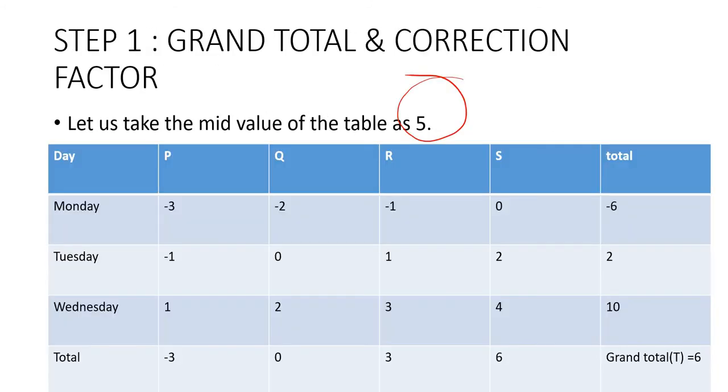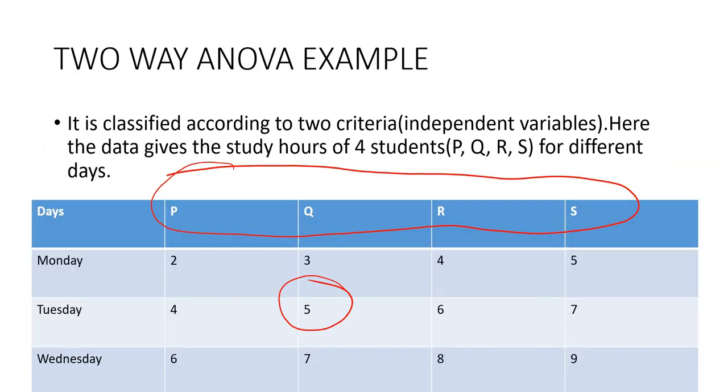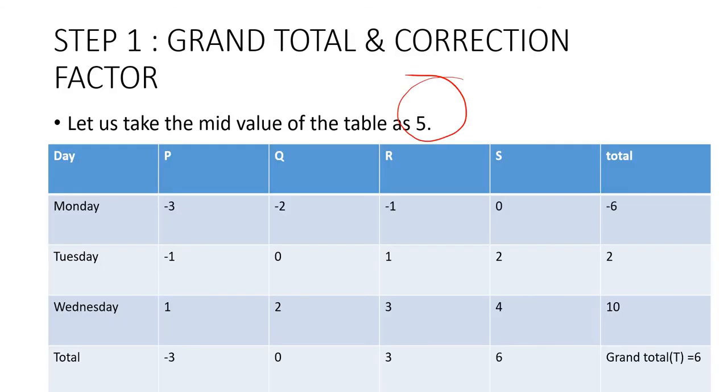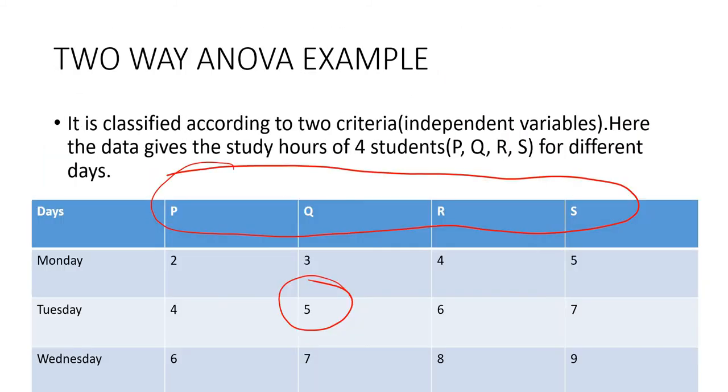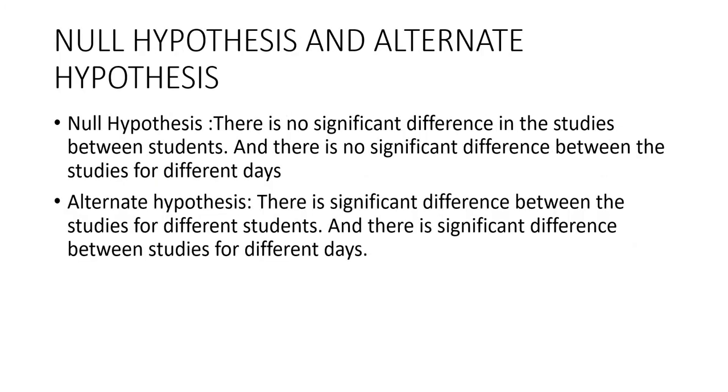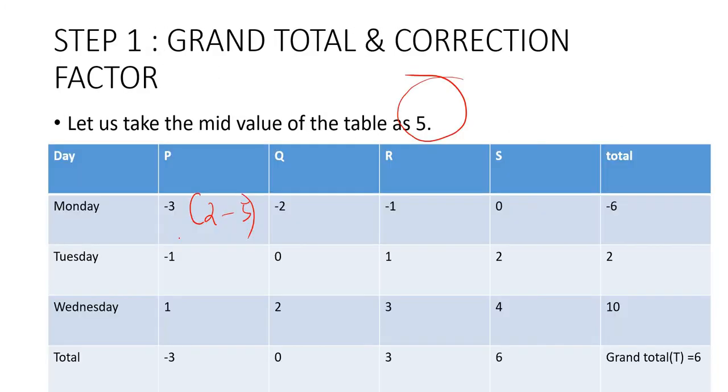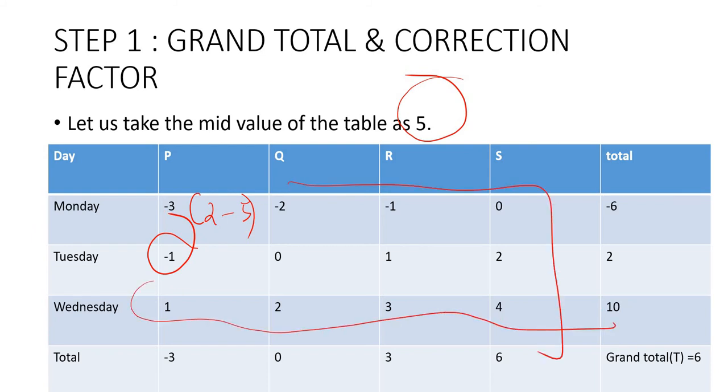Then this value, it is 2 minus 5. In the table it's given as 2, so this is 2 minus 5. You will subtract all the values from this 5. Then the next is 4. When you subtract 4 from 5, you will get minus 1. In this way you will get all these values by subtracting from 5.